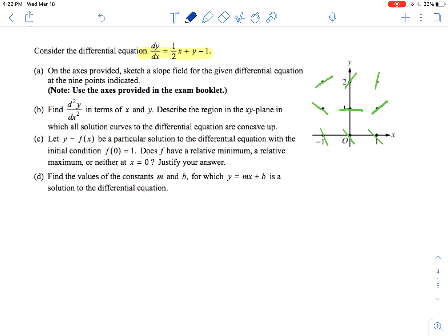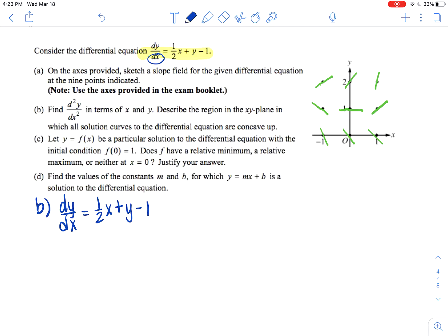And let's go on to the next one. It says find the second derivative in terms of x and y. Remember that when you're doing differential equation second derivatives, you are doing implicit differentiation. As you take the derivative of a variable, everything we're doing here is in terms of x, so you have to follow it up with d of that variable over dx. That way you don't forget stuff.